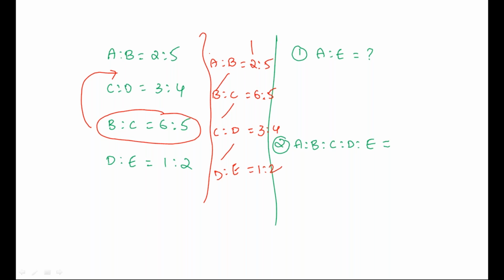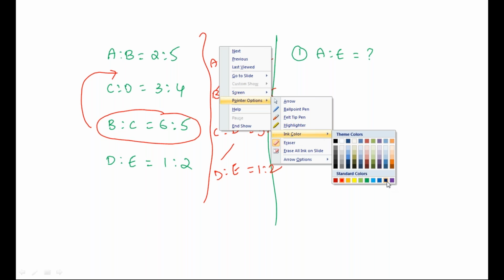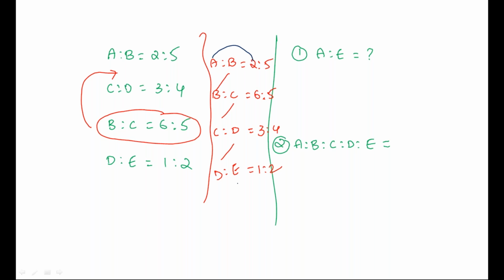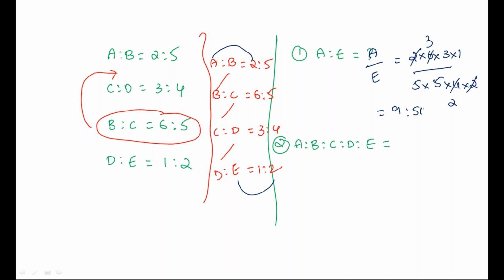First column, A is the first one. So first column multiplication is A. E is the last one, last column multiplication is E. So that you will get A and E correct. A is the first column, E is the last column. So A by E is nothing but 2 into 6 into 3 into 1, by 5 into 5 into 4 into 2. These two get cancelled. Okay, 9 by 50, or 9:50.